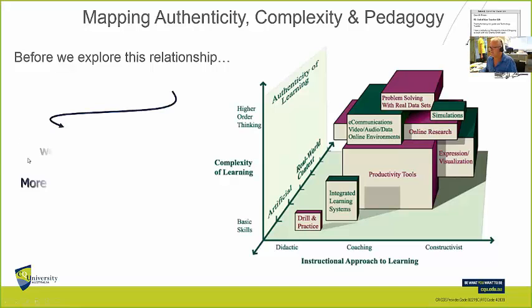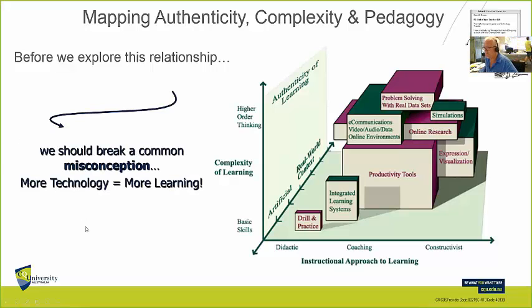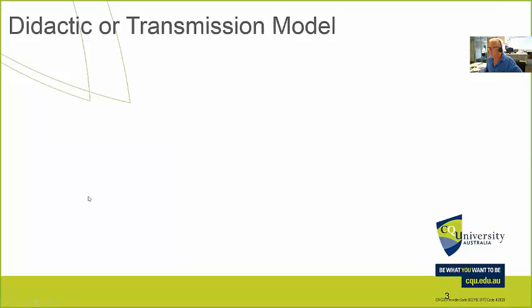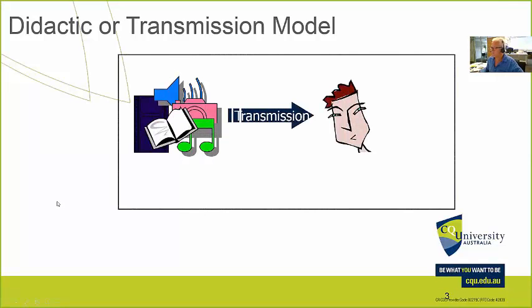So when we look at the relationship, the first thing we need to do is break a common misconception, and that is that more technology equals more learning. Okay, we really need to challenge that concept because really it's a false concept. More of anything doesn't lead to a greater experience. We talk about the didactic or the transmission model, and we can see that transmission, for instance, doesn't necessarily lead to higher order thinking, okay, when we look at that particular model.